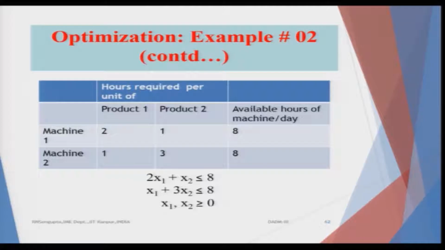Obviously, the question would be asked from your side: when we are trying to formulate a problem where the units produced are only integers, how is it possible that the number of units produced for x2 in the second constraint, machine number 2, is 8 by 3? We will ignore that for the time being, solve the problem, and later when we go into integer programming, we will check how it can be solved.